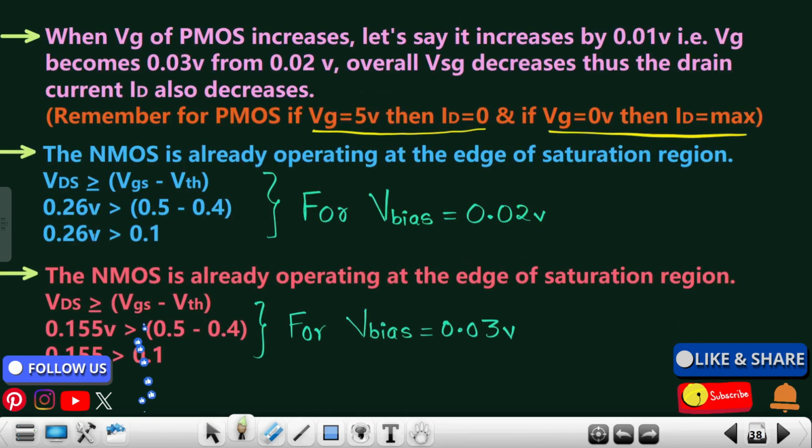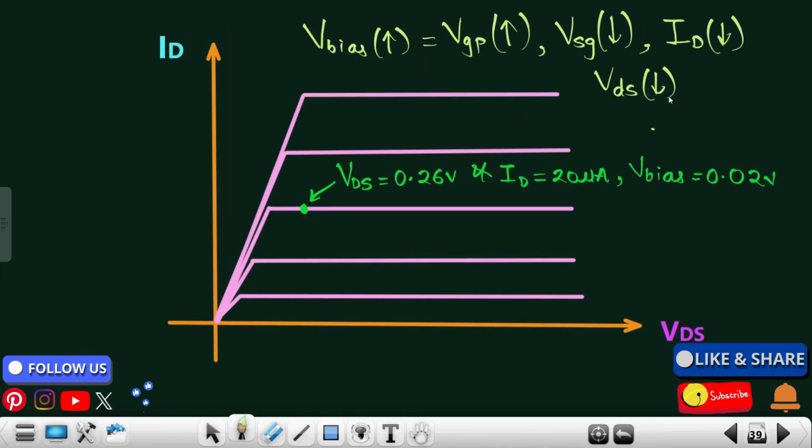From 0.26 volts, it decreased to 0.15 volts, 0.16 to be precise. So VDS also decreased. So in the next scenario, when I'm increasing my bias point, what exactly is happening? My VDS, which was 0.26 volt, decreased. Along with VDS, my ID also decreased. So this is how I'm going to show. This was my ID, let's say 20 microampere. From 20 microampere, my ID decreased. Along with ID, my VDS also decreased. So my biasing point will shift downwards to the left side, somewhere over here.